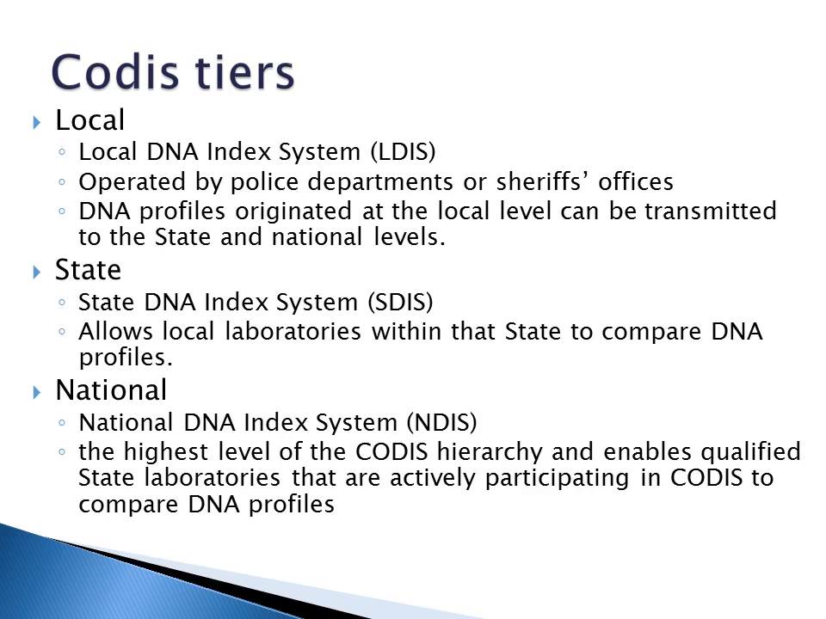So you have your different tiers of CODIS. You have the local level, or the local DNA index system, and this is operated by police departments or sheriff's offices. DNA profiles are originated at the local level and can be transmitted to the state and national levels. You have your state DNA index system, which is going to allow local laboratories within that state to compare DNA profiles. And you have your national DNA index system, and this is the highest level of CODIS and enables qualified state labs that are actively participating in CODIS to compare state to state DNA profiles.